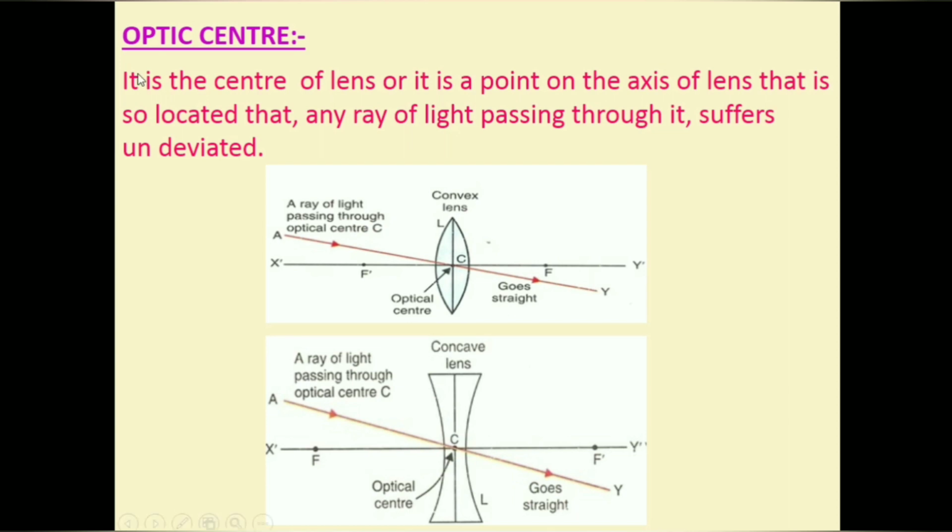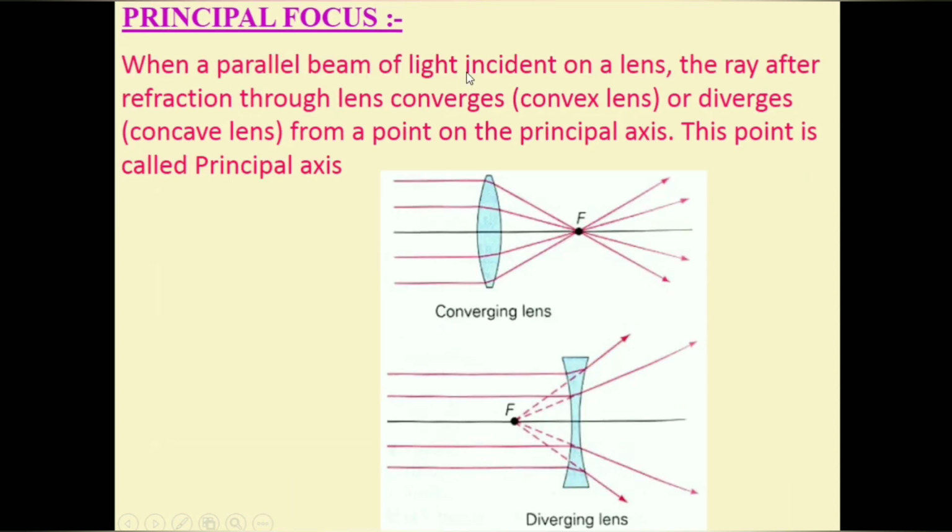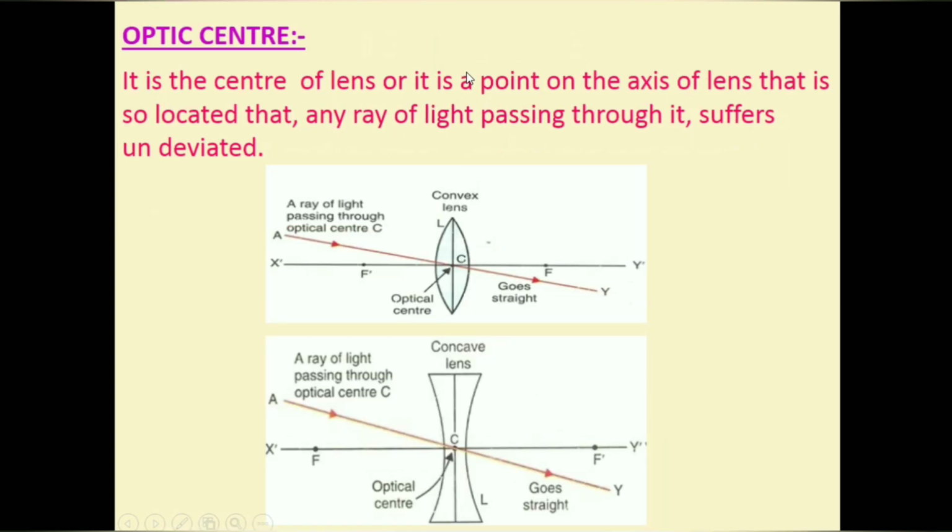Then what is optic center? It is the center of the lens. See here, this is a convex lens. This is the axis of that lens. And the center of the lens is called the optic center, either it is convex or concave. So this C indicates the optic center. So what is optic center? It is the center of the lens, or it is a point on the axis of the lens.